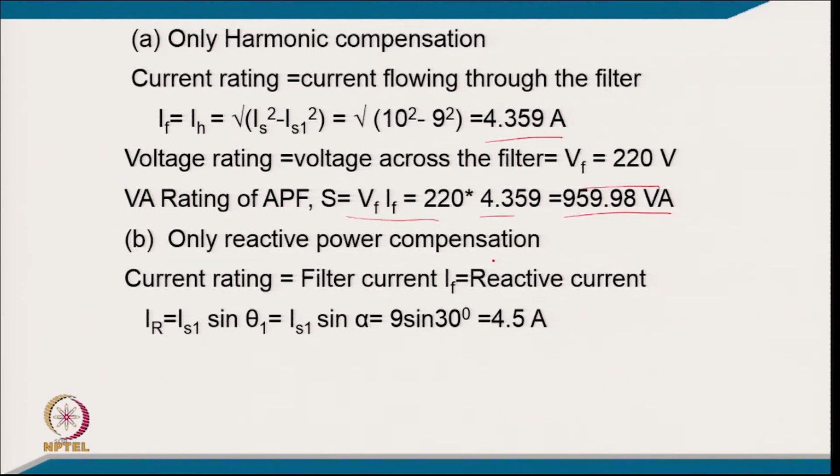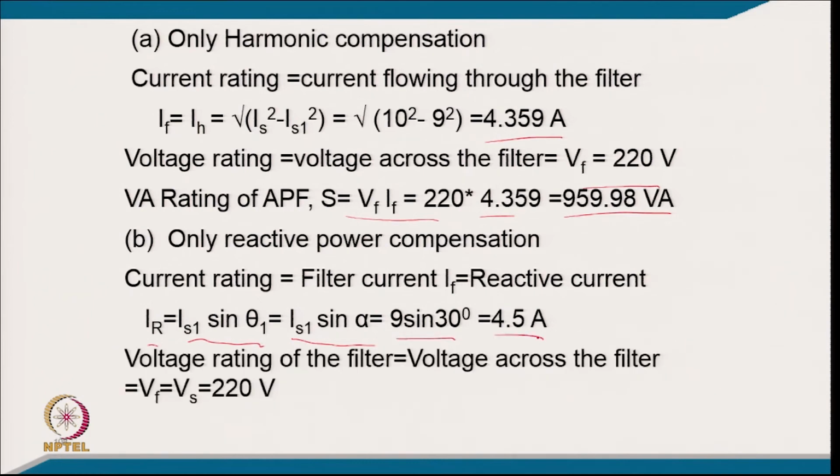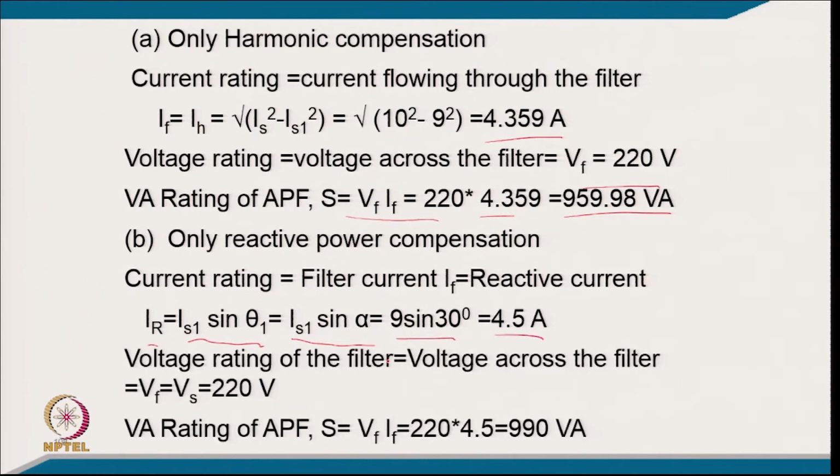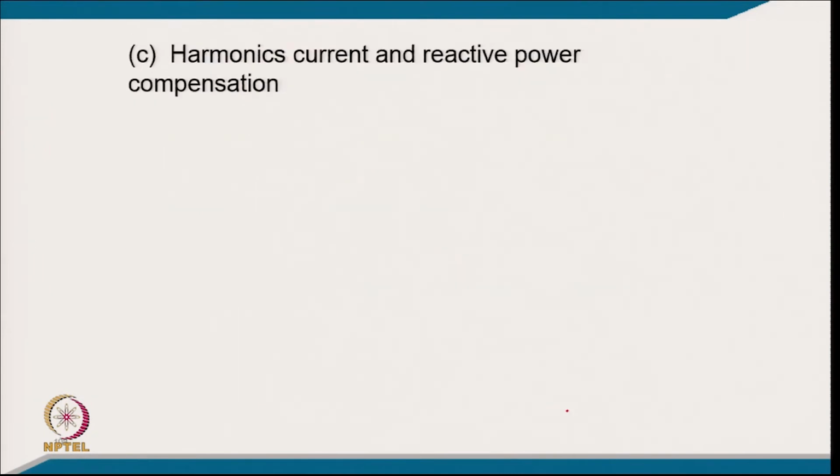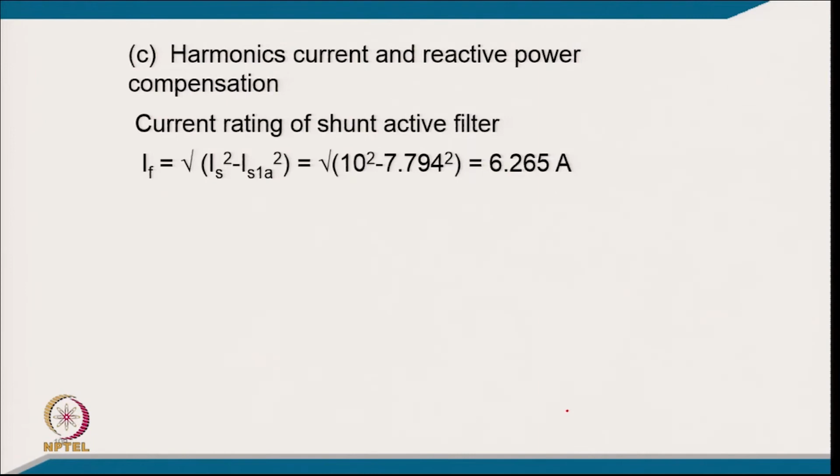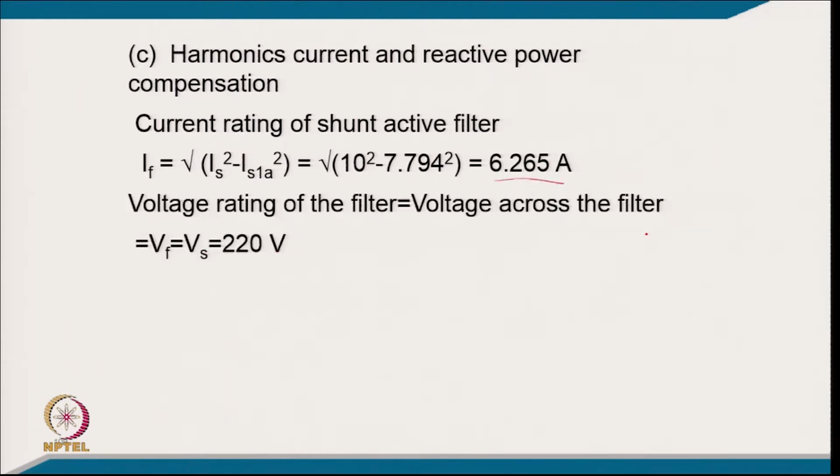So, we can have this reactive current, IR = IS1 sin theta 1, that is IS1 sin alpha, 9 sin 30, which comes to 4.5 ampere. The voltage rating is 220 volt, and the VA rating is typically 990 VA. For harmonic current and reactive power compensation, the current rating of the shunt active filter is the square root of IS squared minus IS1 squared. Only the active component flows into it, because you have to compensate harmonics as well as reactive current. This comes to 6.265.